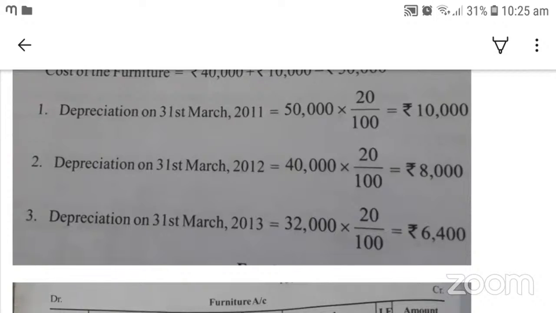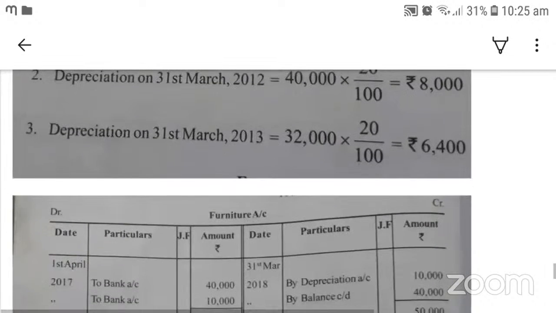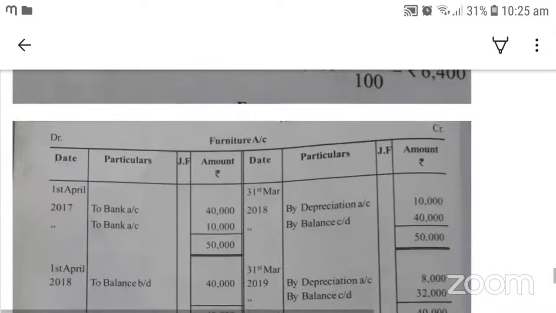Next, third year, depreciation on 31st March 2013. The written down value will be 40,000 minus 8,000, which is 32,000. For the third year, 32,000 into rate 20 by 100 is 6,400. We can observe that the amount of depreciation is decreasing year by year: first year 10,000, next 8,000, next 6,400. So it is called the written down value method or reducing balance method.